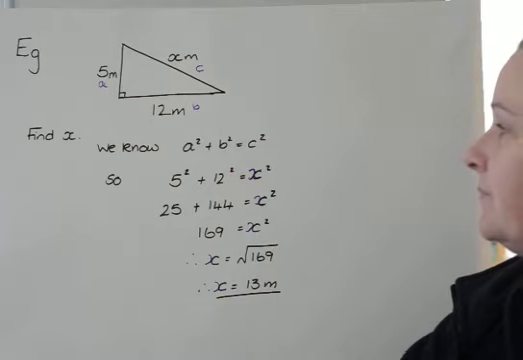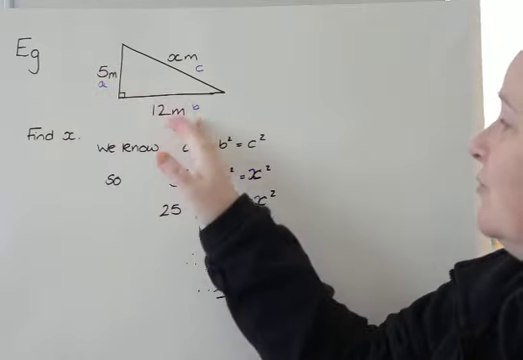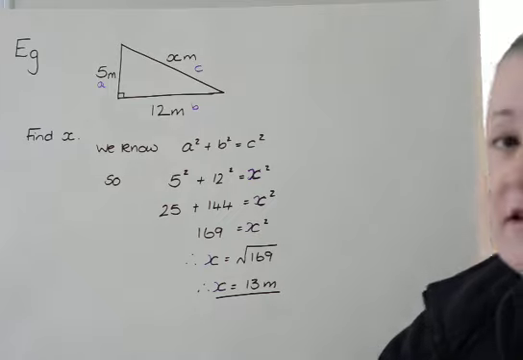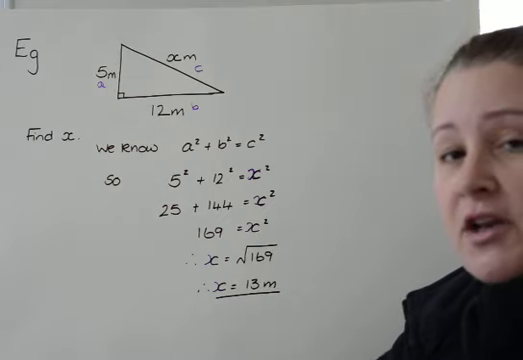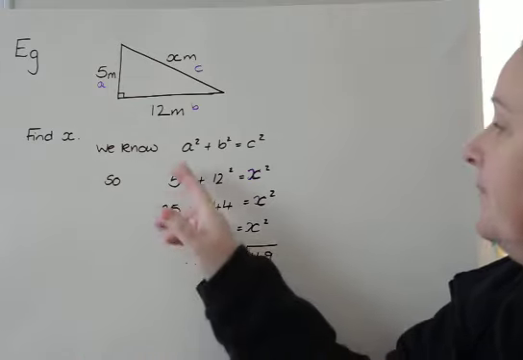Okay, so let's do an example. I've got my right angle triangle here with 5 and 12 metres, and my hypotenuse is the unknown, so I've called it x. What I've also done is I've labelled my sides A, B and C, so that when I'm looking at my formula I know which side to substitute in where.